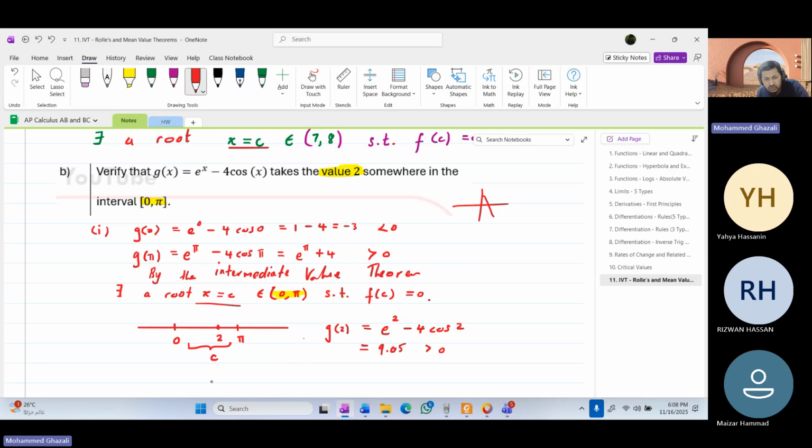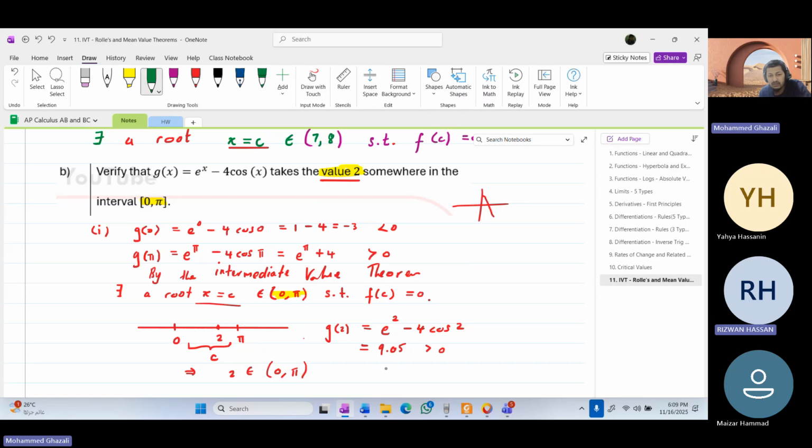But what we're saying is 2 is an element from 0 to pi. That's the whole idea of the 2. What he's saying, verify that this function takes the value 2 somewhere. Obviously, this is so easy, because pi is 3.14. Obviously, the value of 2 is somewhere in the interval 0 to pi. So this shouldn't even be the question. Verify that there is a root somewhere in the interval 0 to pi.